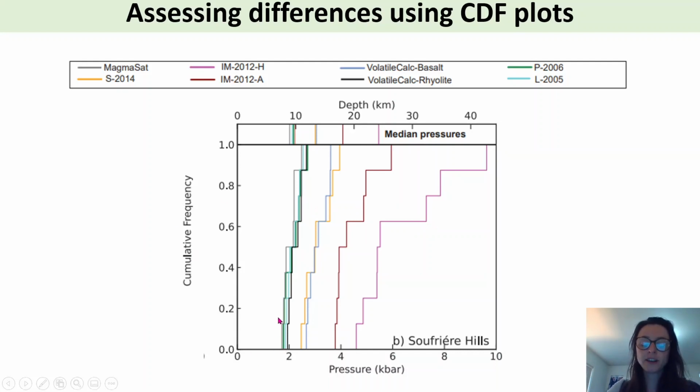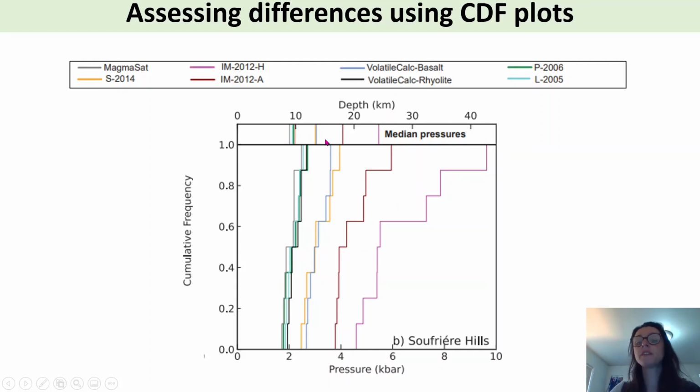This basically shows stepping up the increase in saturation pressure with different melt inclusions until you get to the final melt inclusion in the dataset. What you can see is that magmasat, Papale, Lu and volatile calc rhyolite all sit pretty much the same at about 10 kilometers depth, or about 2 kilobars. Volatile calc basalt and Shishkina sit about 4 or 5 kilometers deeper. And then the hydrous and the anhydrous version of Iacono-Marziano sit at way higher pressures.